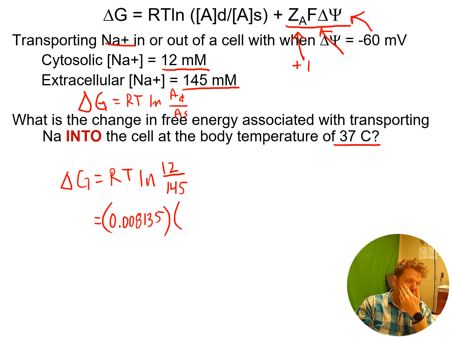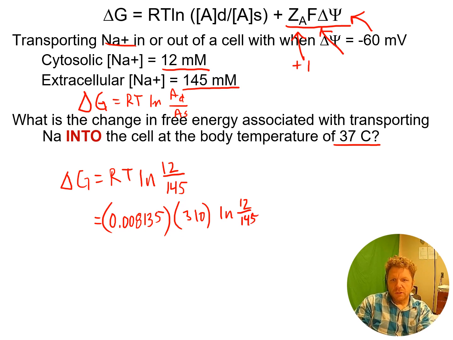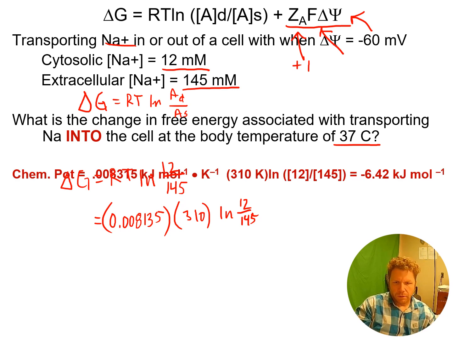And 37 plus 273 is 310 times the natural log of 12 over 145. So that's everything that we need to do for that specific calculation. Now, as we plug these numbers in, we're going to see that work already done right here.